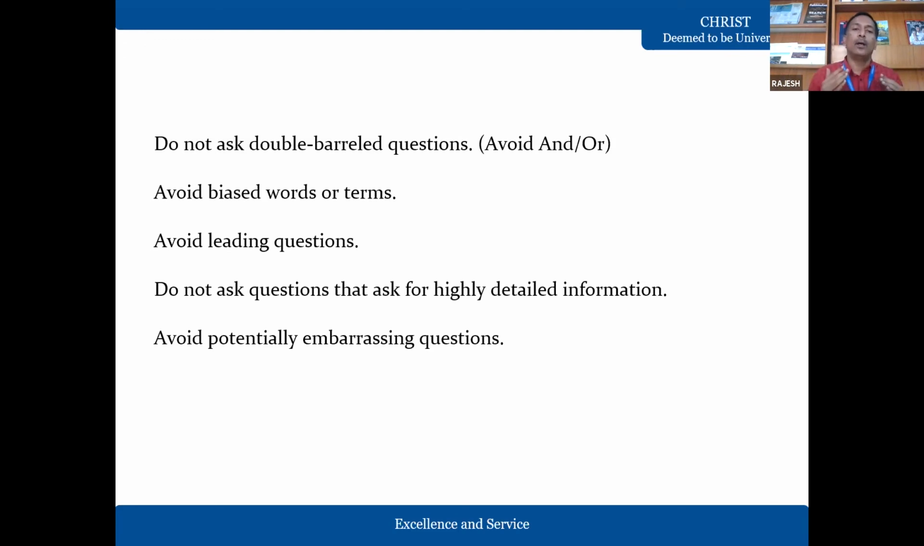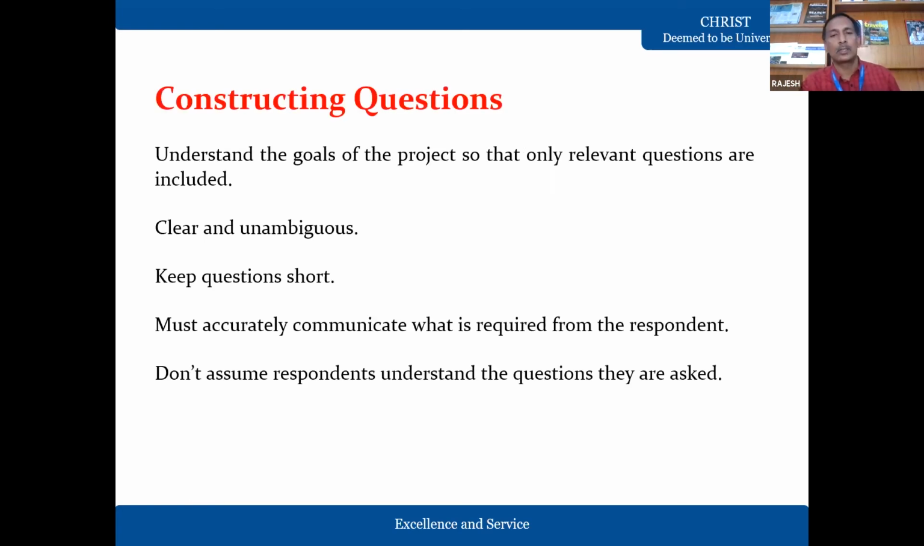All right. So don't ask embarrassing questions. These are the things that you need to keep in mind while framing the questions. You need to understand the goals of the research, the objectives of your research. It should be very clear and it should be very short, simple statements. Don't use jargon or technical terms unless it is necessary, but ensure that the technical terms are understood by the people, and accurately communicate what is required from the respondent. Don't assume that the respondents have understood the questions. Kindly recheck with them.